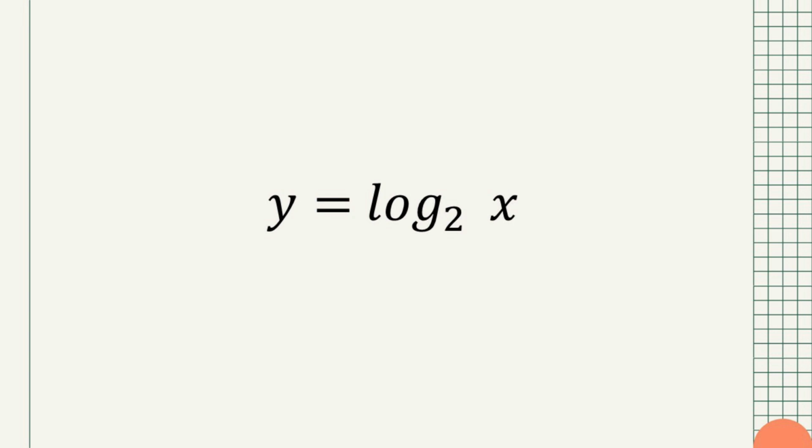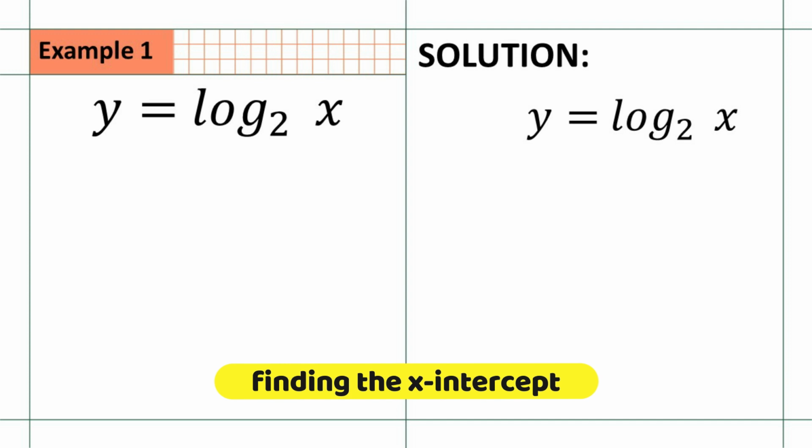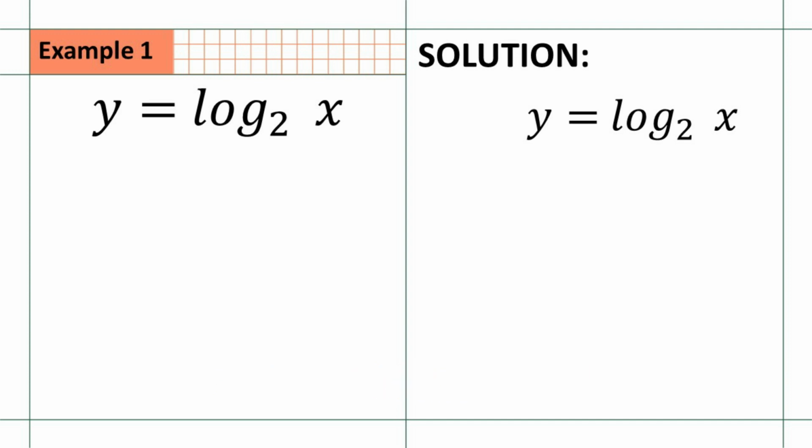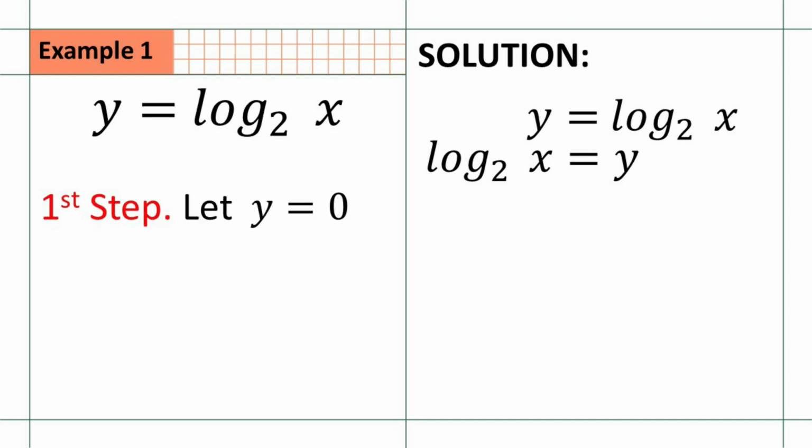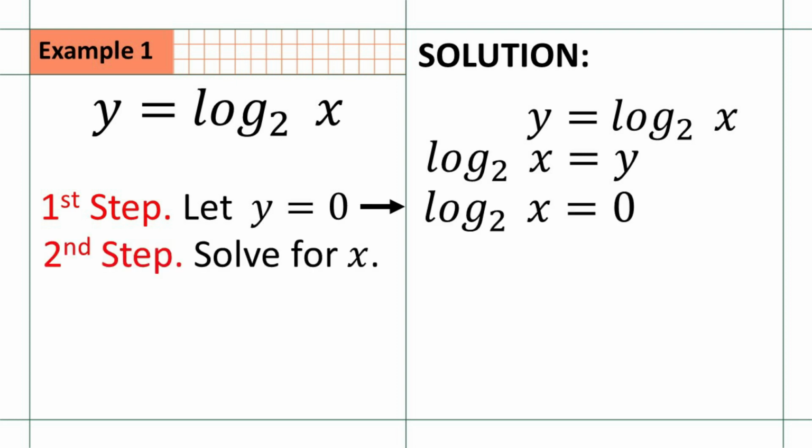y equals the logarithm of x to the base 2. Let's start with the x-intercept. Just copy the given, but switch their places. So, it will become logarithm of x to the base 2 equals y. First step, let y equals 0. Second step, solve for x.